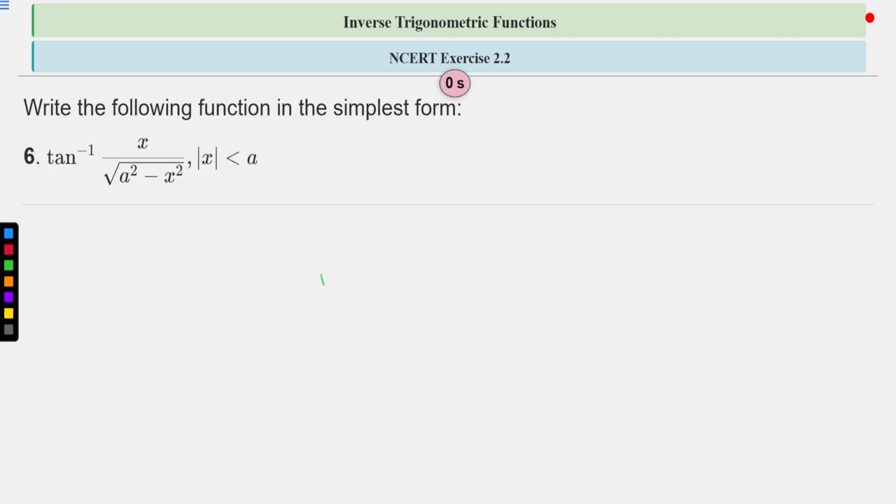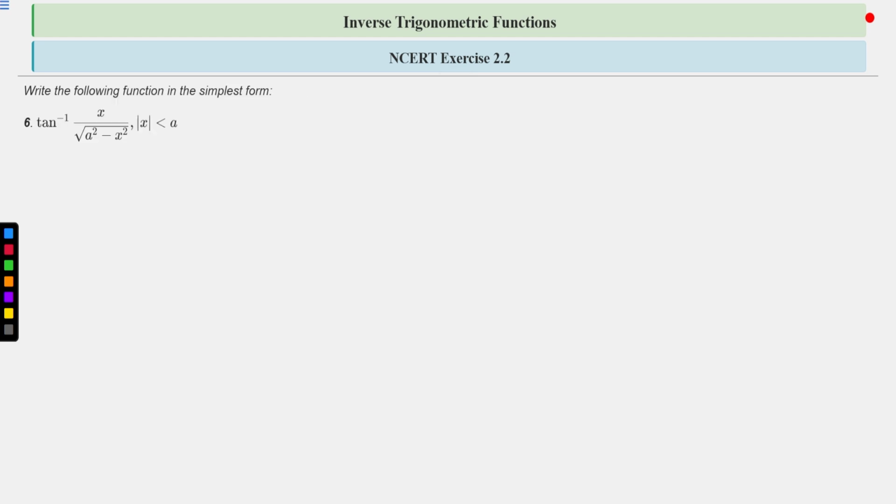So let us move to the solution part. See, we basically have to write tan inverse x upon root over a square minus x square, when mod x is less than a, in the simplest form, right? So the correct answer will be sin inverse x by a. Let us see how it will come.